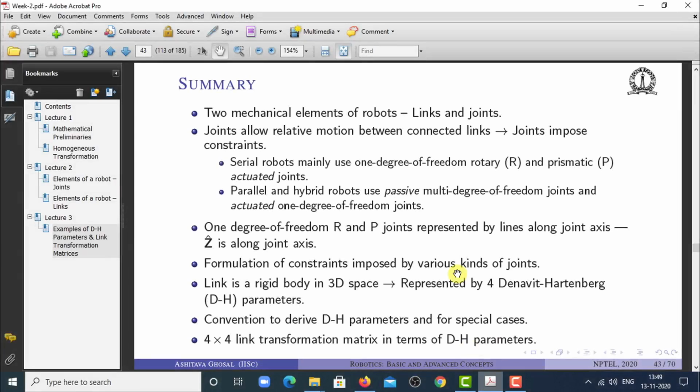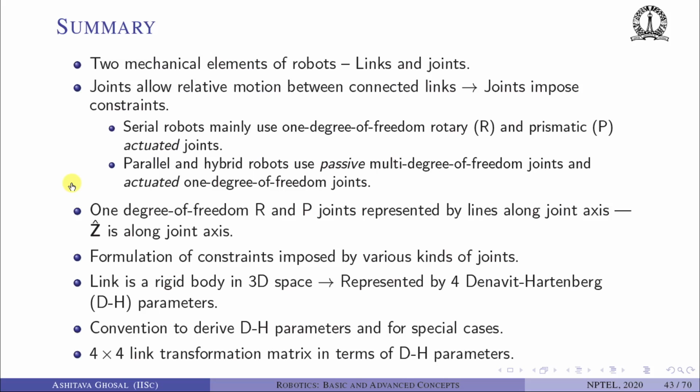So this is week 2 and the third lecture of this week. In the previous lecture 2, we had looked at how to model and represent the links and joints of a robot. In this lecture, we'll look at examples of DH parameters, link transformation matrices, etc.